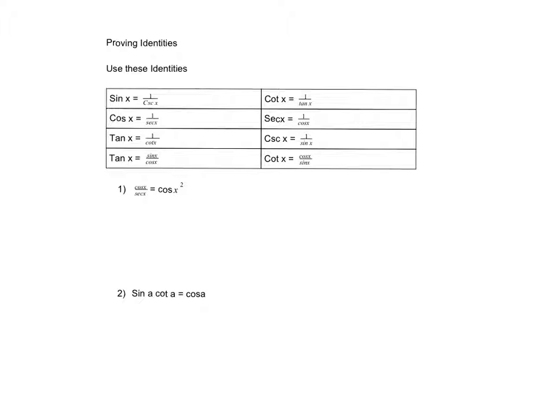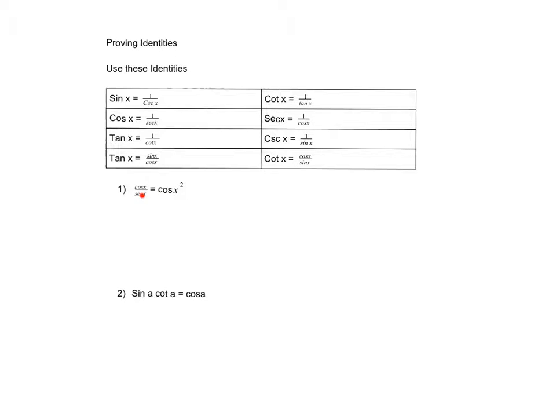Okay, I'm going to prove these two identities. My first thing I should always do is just change the left side, not the right side, and use the identities in the boxes above. I always want to try to change things to sine or cosine. That's a guideline.